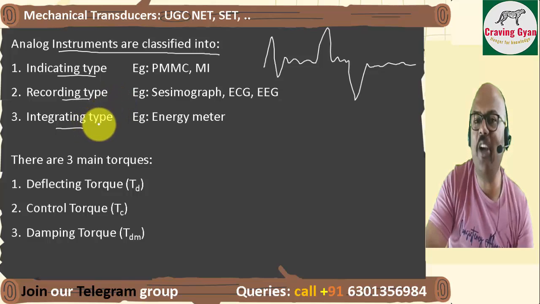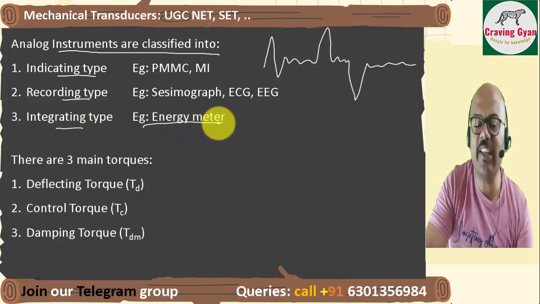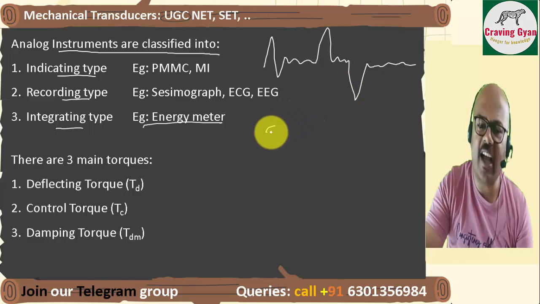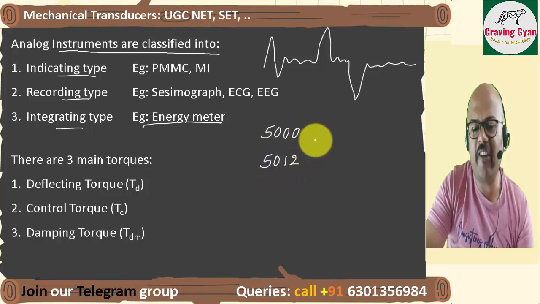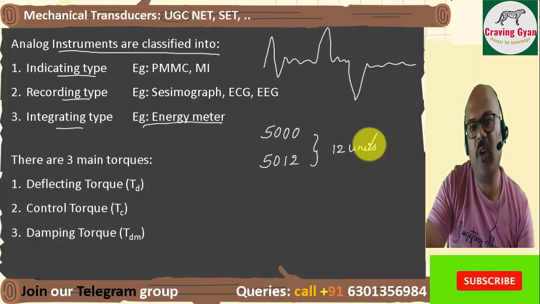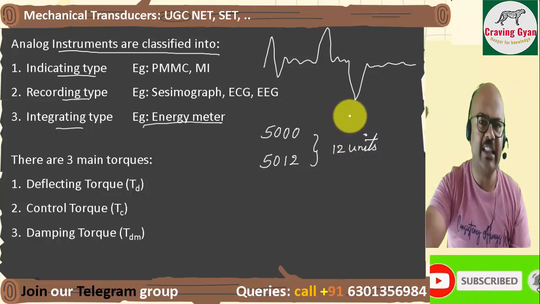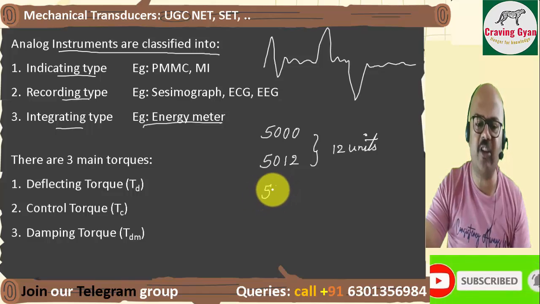And the next one is the integrating type, which we use in the energy meter. Suppose as of now the energy meter reading is 5000. In the next month, suppose its reading is 5012, meaning 12 units of energy were consumed. 12 units of energy were consumed. In the subsequent month, suppose it is 5050.